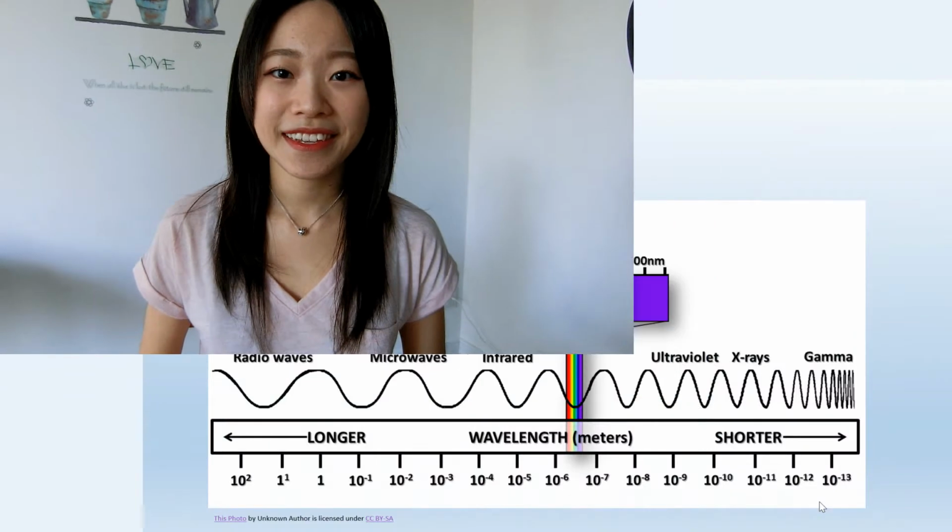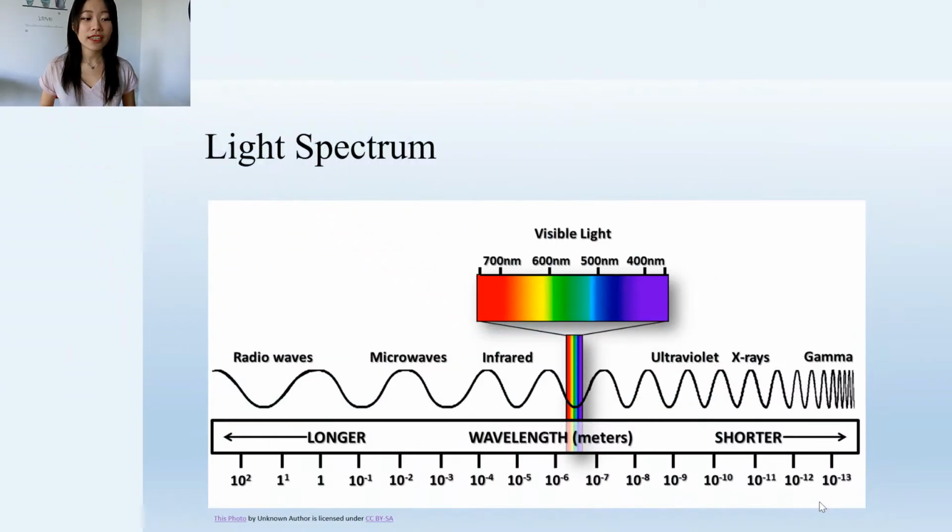My name is Gina. Have you ever wondered why the sky is blue, why the sunset is red, and why the clouds are white? In this video, we'll discuss the physics behind the reason why we're seeing those colors in the sky. First, we have to understand that light is electromagnetic waves, and they are characterized by their wavelength.